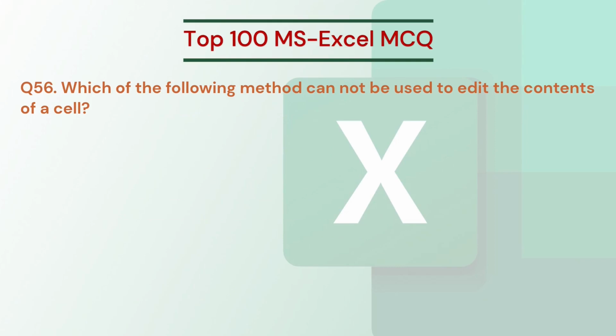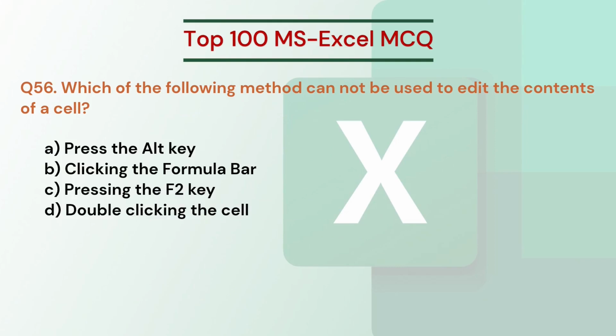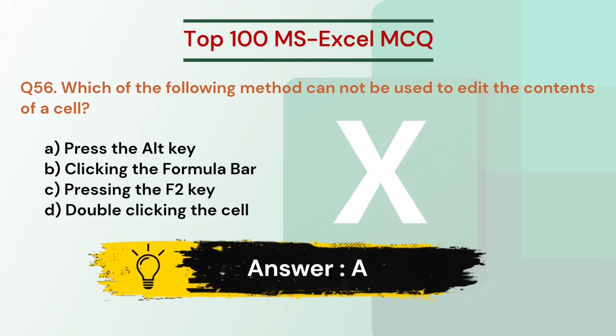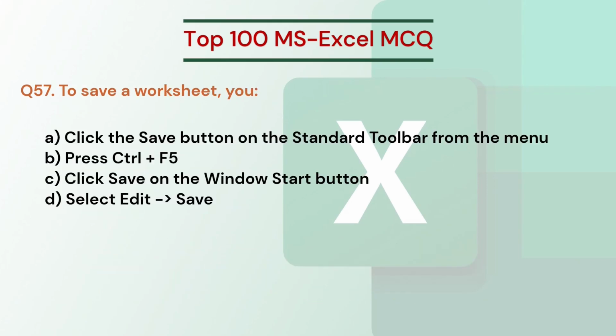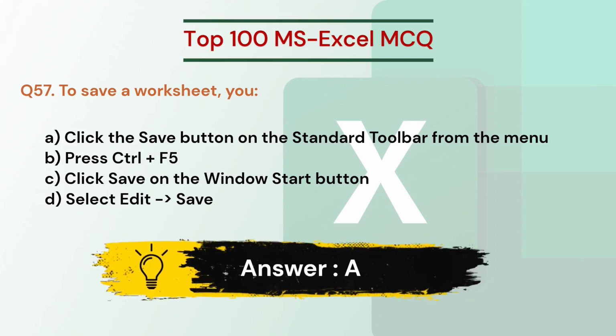Which of the following method cannot be used to edit the contents of a cell? A. Press the Alt key. B. Clicking the formula bar. C. Pressing the F2 key. D. Double-clicking the cell. Correct answer is A. Press the Alt key. To save a worksheet, you A. Click the Save button on the standard toolbar from the menu. B. Press Ctrl plus F5. C. Click Save on the window Start button. D. Select Edit and Save. Correct answer is A. Click the Save button on the standard toolbar from the menu.